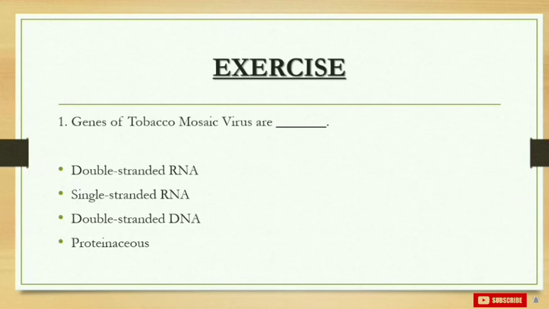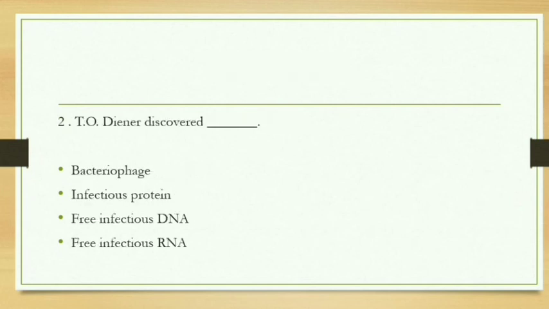Now I have an exercise for you based on our today's lecture. Our first question is: genes of tobacco mosaic virus are A. double stranded RNA, B. single stranded RNA, C. double stranded DNA, D. proteinaceous. And our next question is: T.O. Diener discovered A. bacteriophage, B. infectious protein, C. free infectious DNA, and D. free infectious RNA. Please do comment your answers in our comment box, and I'm sure if you watch this video you will get the answers to these questions.